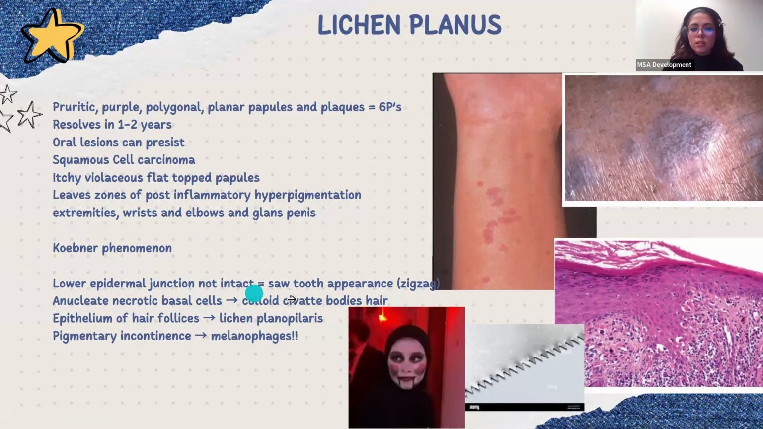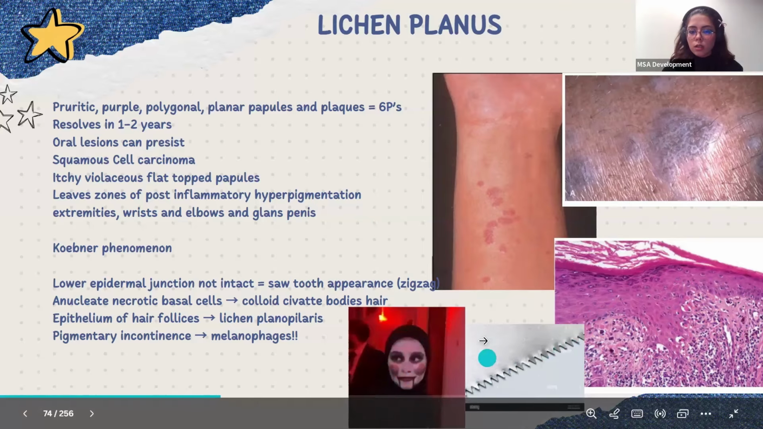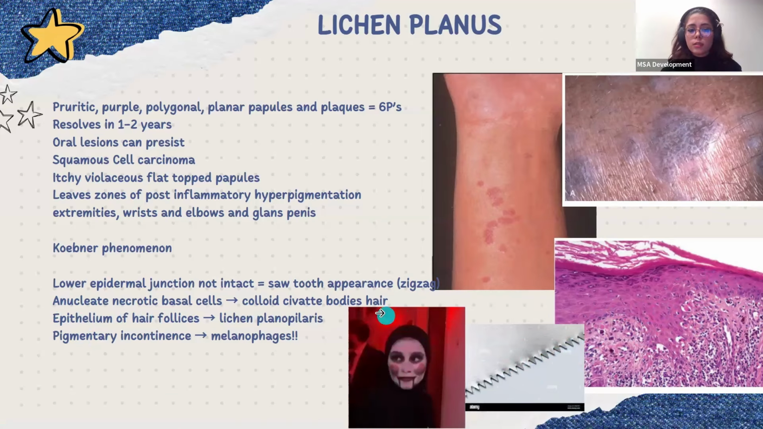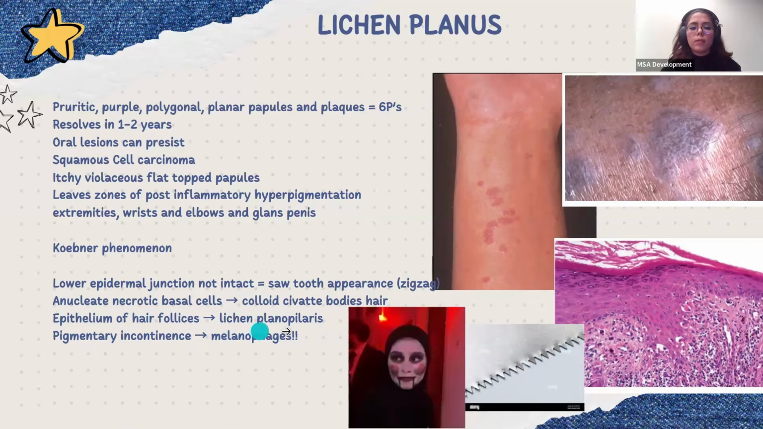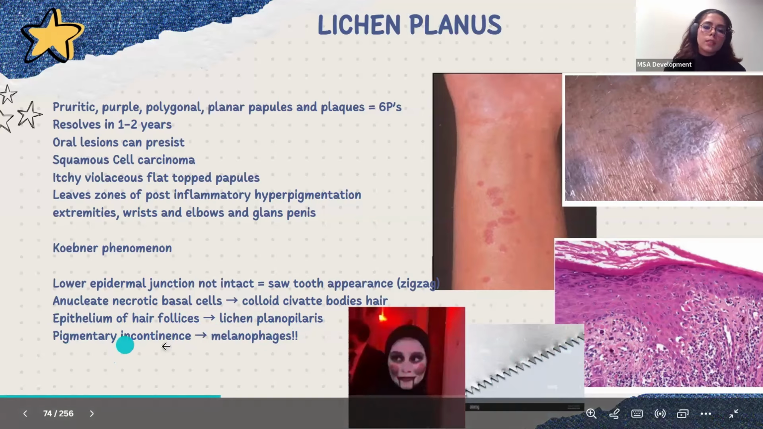Lower epidermal junction is not intact, so it causes a sawtooth appearance. Not this saw either, just here. There's a better picture, I think, later on. Panniculate, necrotic basal cells, colloid civatte bodies, hair epithelium of hair follicles, lesion planopilaris. Pigmentary incontinence is because of melanophages.